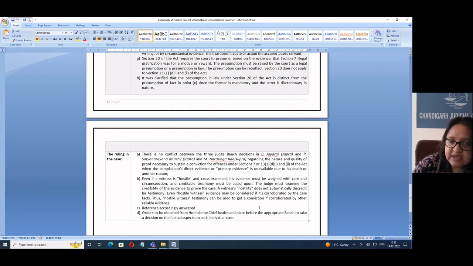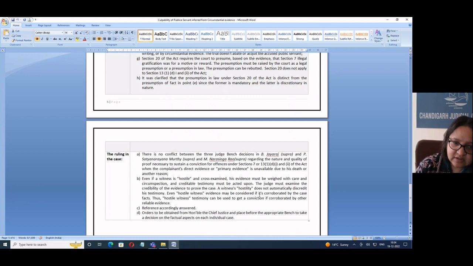Even if a hostile witness is cross-examined, his evidence must be weighed with care and circumspection, and credible testimony must be acted upon. The judge must examine the credibility of the evidence to prove the case. A witness's hostility does not automatically discredit his testimony. Even a hostile witness's evidence may be considered if it is corroborated by the case facts. Thus, hostile witness testimony can be used to get a conviction if corroborated by other reliable evidence.